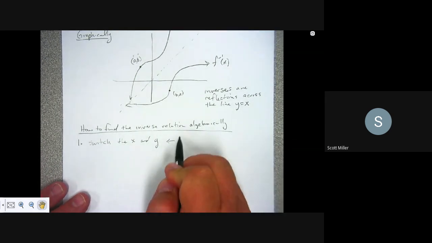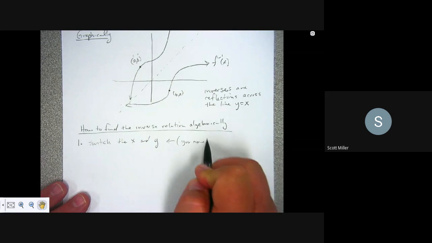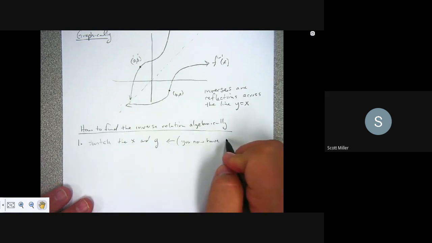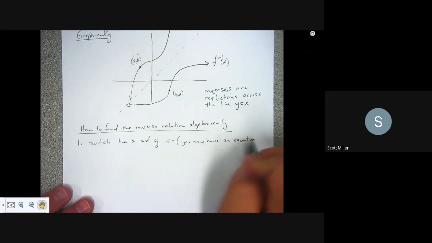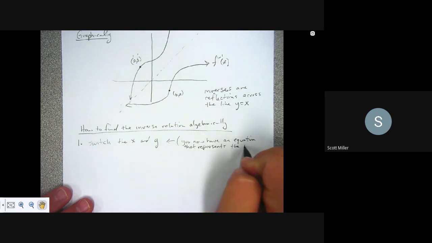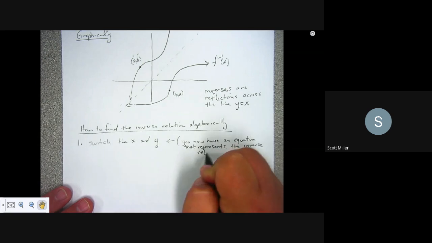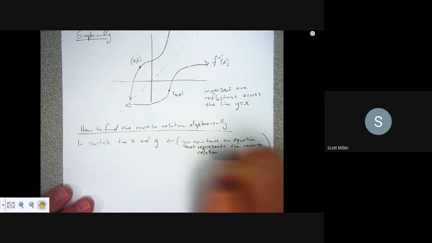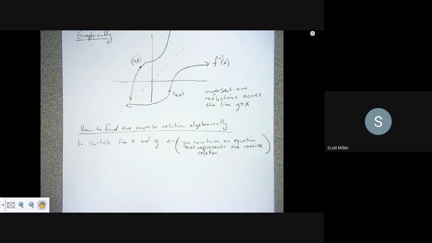At this point, you now have an equation that represents the inverse relation. There it is. Once you switch the x and the y, you have created an equation for the inverse relation. That doesn't mean it's a function. You just have the relation. Okay? That's what it means.